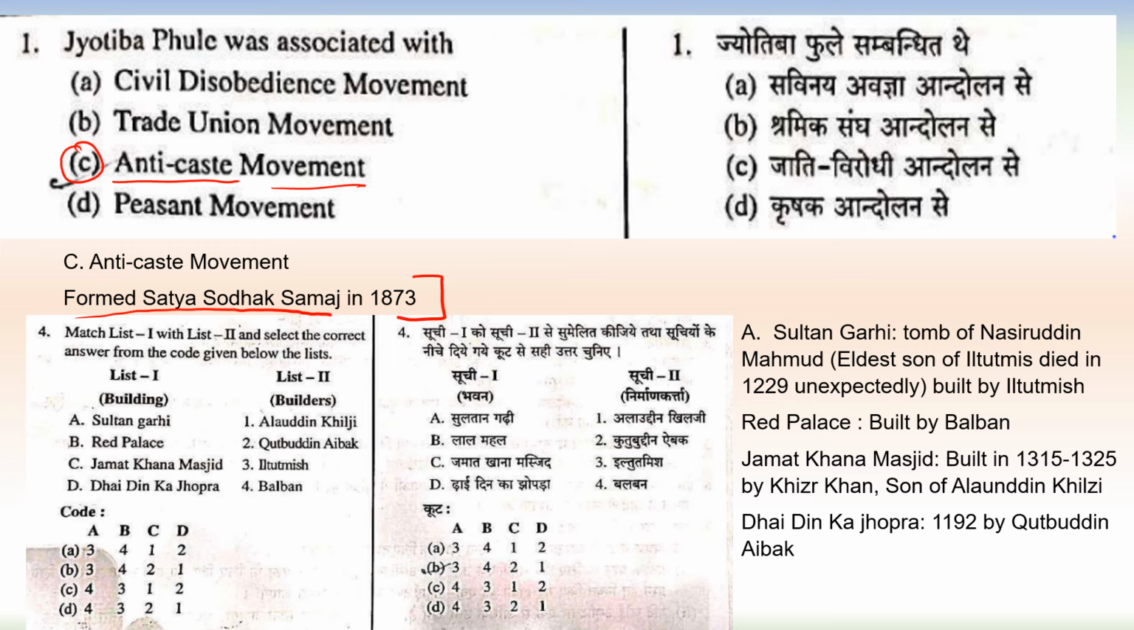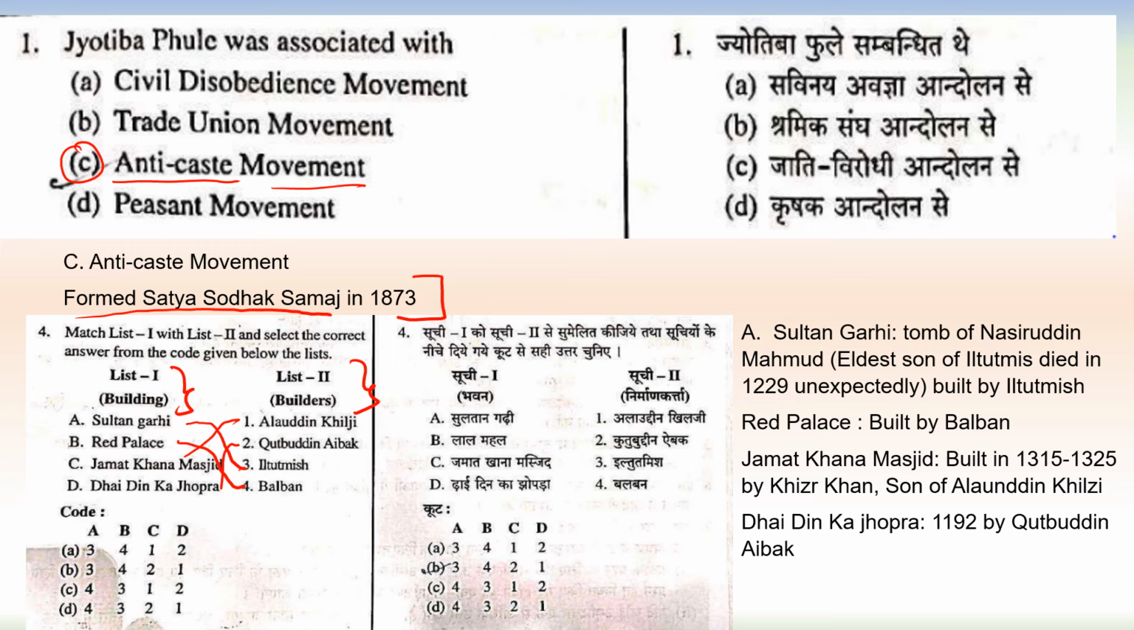Satyasodhak Samaj in 1873. Next one, match list 1 with list 2. In list 1 there are buildings, and in list 2 there are builders. Sultangadi was built by Iltutmish. Red Palace by Balban. Jamaat Khana Masjid by Alauddin Khilji. Dhai Din Jhopda by Kutubuddin Aibak.